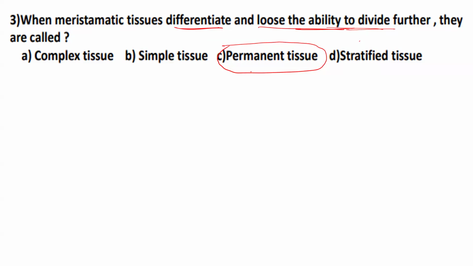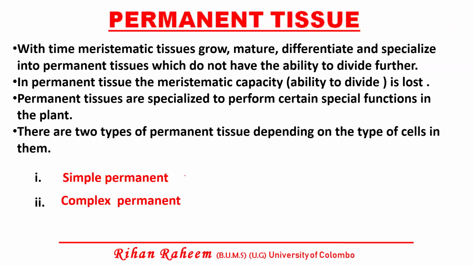I hope you all are clear. Permanent tissues you can divide into two types, simple permanent and complex permanent. You all know that. Here, see, with time, meristematic tissues grow and after that they mature, differentiate and specialize into permanent tissue, which does not have the ability to divide further. In permanent tissues, the meristematic capacity, what is the meaning of meristematic capacity? Ability to divide, ability to grow, that is lost in the permanent tissue. Permanent tissue is specialized to perform specific functions. There are two types, simple and complex. PCS, simple permanent tissues, XP, complex permanent tissue.